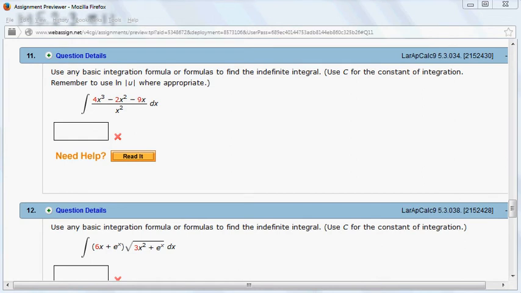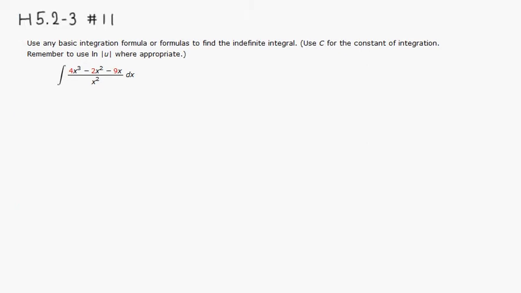Alright, let's look at homework 5.2, 5.3, problem number 11. We have this definite integral and we need to evaluate that. In order to evaluate this, we're going to have to simplify a little bit. Initially it looks pretty complicated.